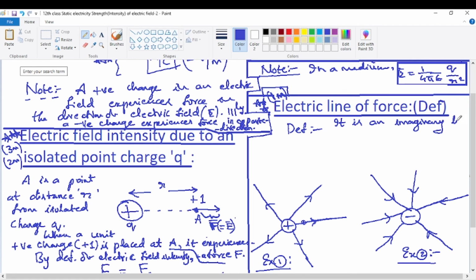It's an imaginary line or curve along which a free positive, so I'm writing positive in short.